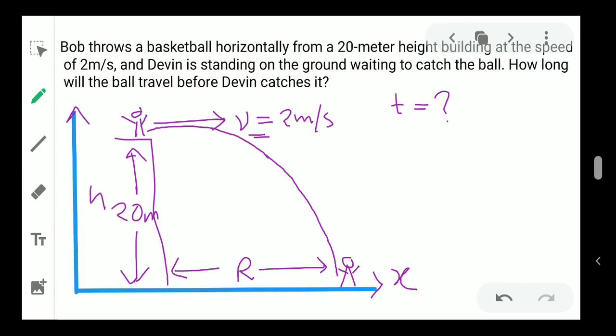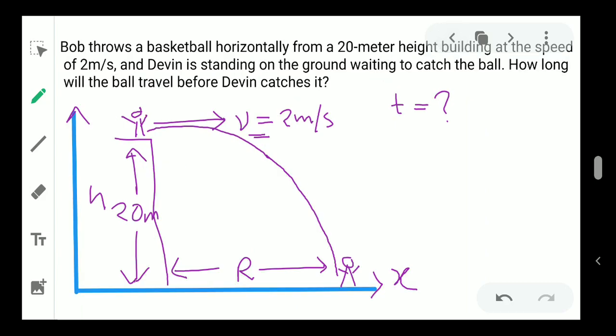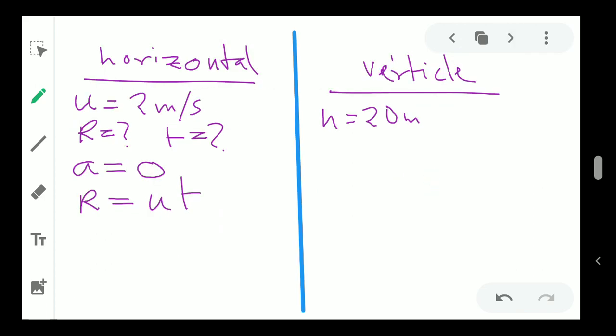In the vertical case, the displacement is given, that is 20 meter. We know that the acceleration working here is g, because it is under gravity. So g is working, which can be taken as 10, or better say 9.8.